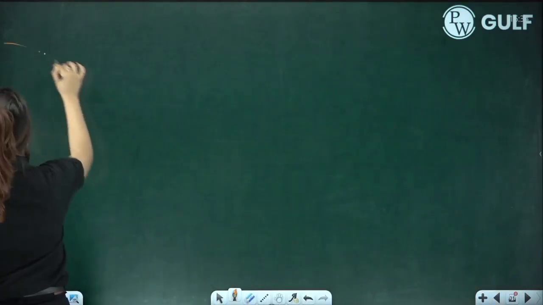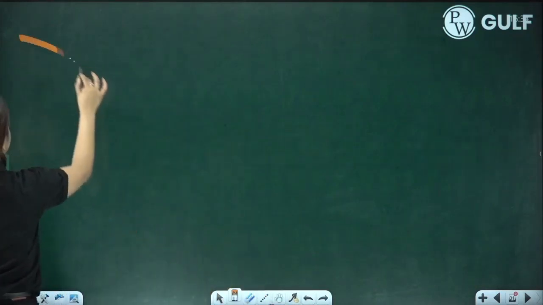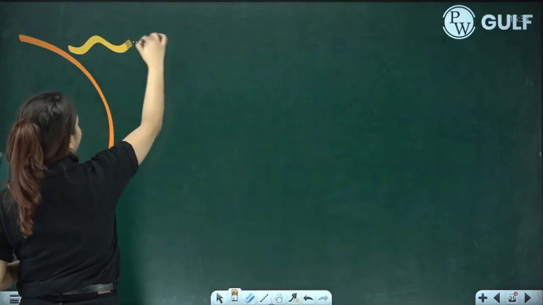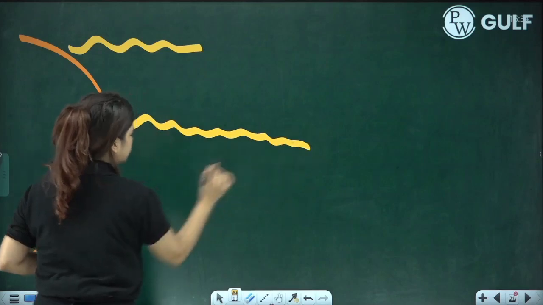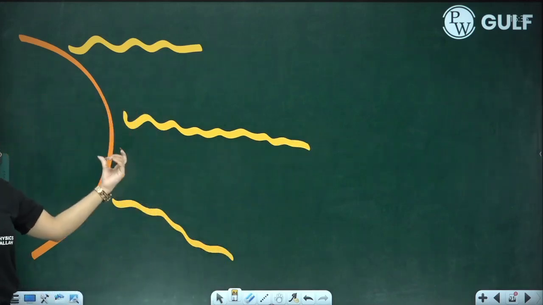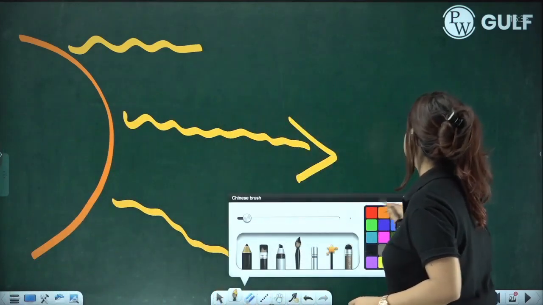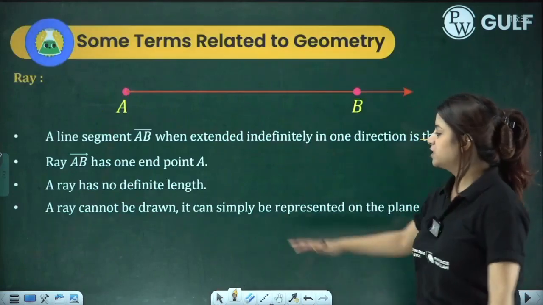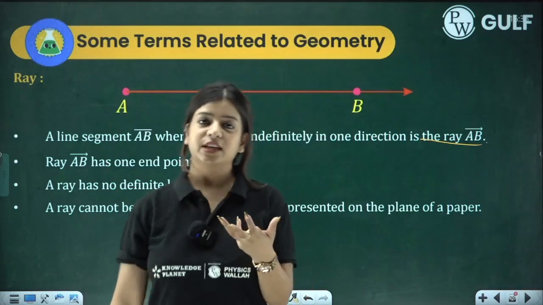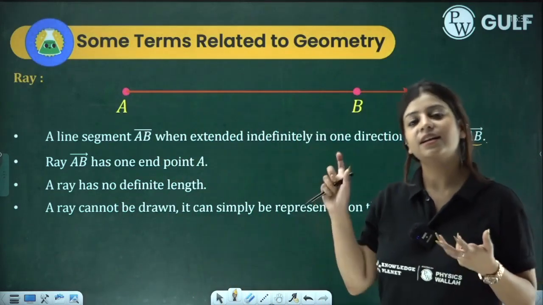What happens is, if we have a sun, and over here it has rays, these are known as rays. Why are these known as rays? Because the starting point is fixed, that is the sun, but the end point is not fixed. So what is a ray, student? It has a starting point but not a fixed ending. So of course, if it does not have a fixed ending, that means it does not have a definite length.